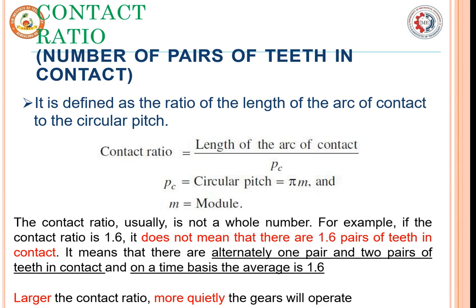Contact ratio can be calculated as the length of arc of contact divided by the circular pitch of the pitch circle, where m is the module, so circular pitch is equal to pi into m. The contact ratio must be at least 1.6, meaning 1.6 pairs of teeth in contact. There are alternately one pair and two pairs of teeth in contact on a time basis, and the average is 1.6. The larger the contact ratio, the more quietly the gears will operate.